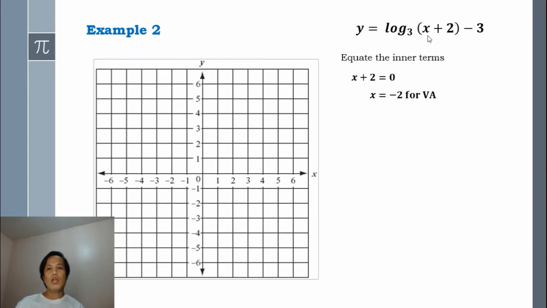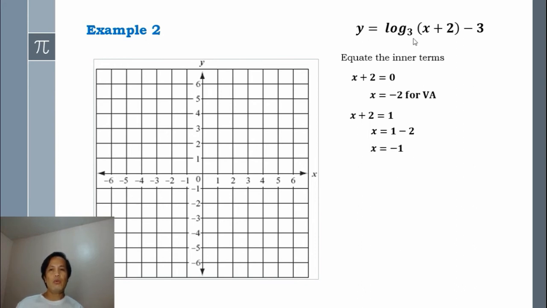Now next is to equate x plus 2 to 1. Excluding, do not include negative 3 because it is not part of the inner terms here. So we have x plus 2 equate to 1. Then the same, we use subtraction property. So that is x equals 1 minus 2. Therefore, our x is negative 1.